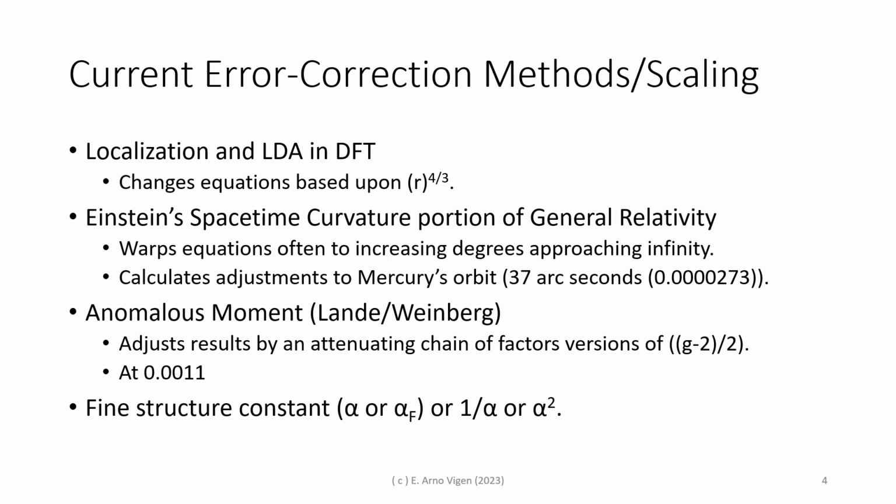Next, we've got this anomalous moment that I talked about with Landy and Weinberg and others of g minus 2 over 2. And that's approximately 1.0011. That tiny adjustment goes away when we fix Newton's second law. And in the results, we'll actually get an understanding of alpha, the fine structure constant.